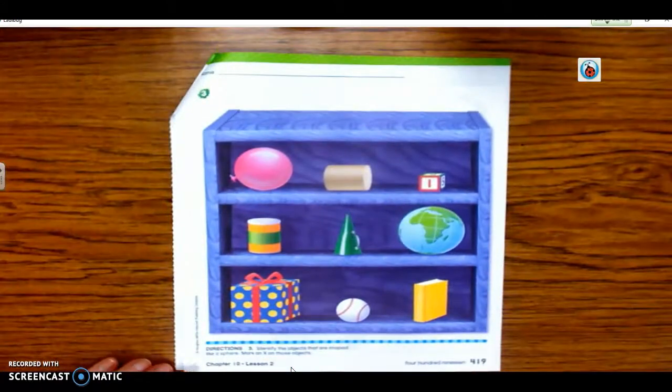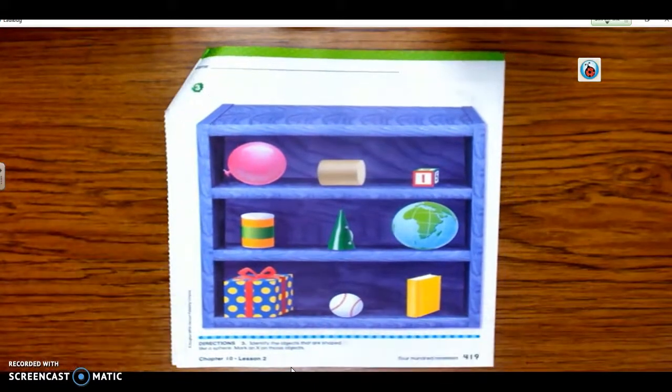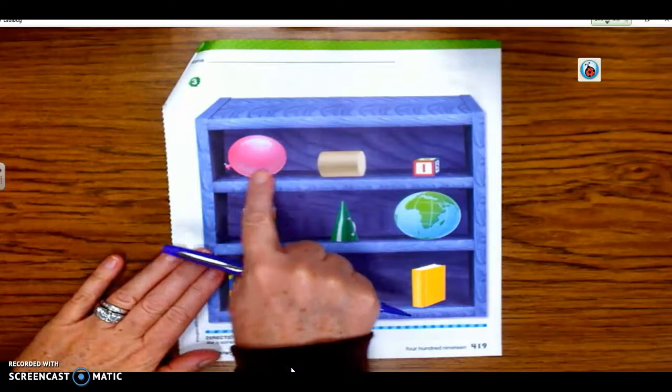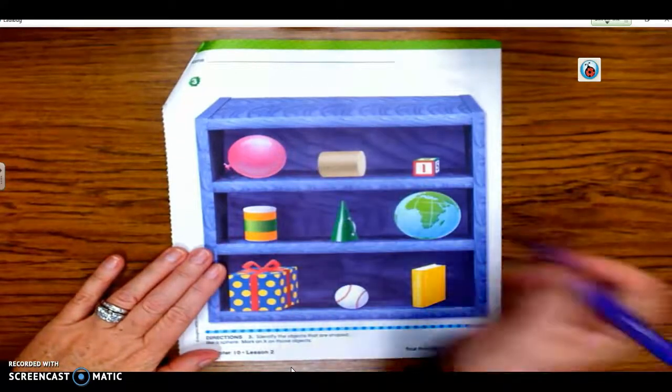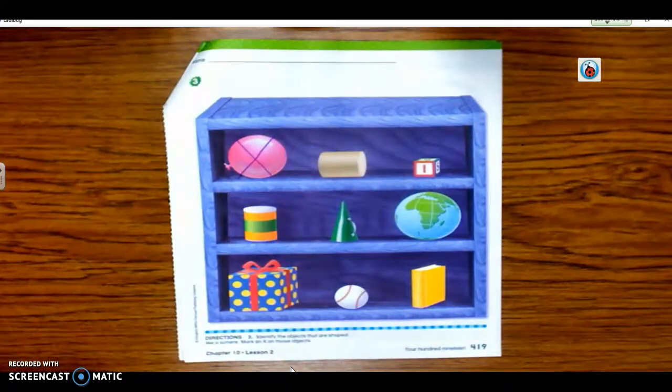All right, when you are finished, flip your paper over. You should have a green leaf at the top of the page. The directions say, look at each shelf. This is on a bookshelf. Identify the objects that are shaped like a sphere. When you see one that looks like a sphere, put an X on it. Boys and girls, I'll give you a clue. There's one sphere on each shelf. So let's start on the top shelf. X out the sphere. It's going to be shaped like a ball. I hope you put an X on the balloon.